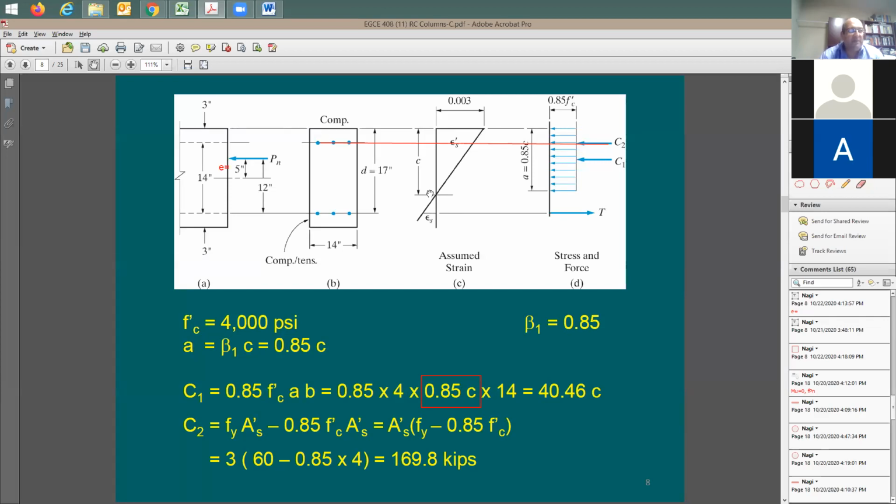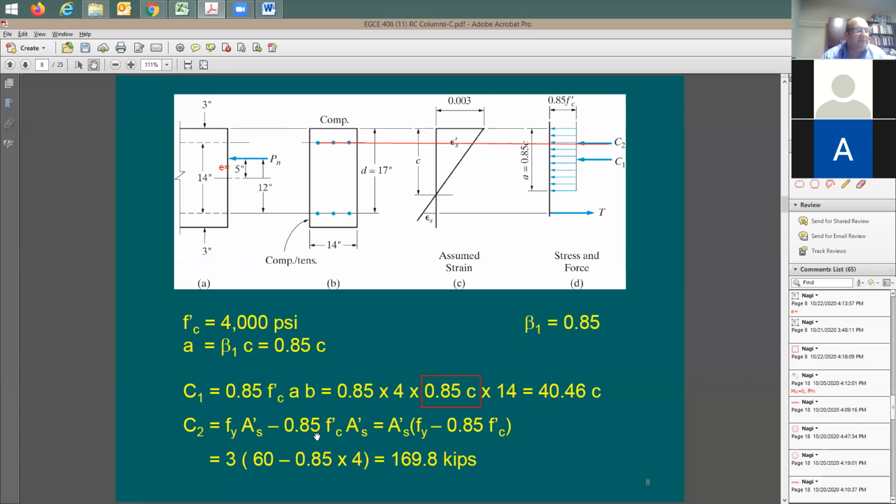How about the second force? The second force is going to be the compression in the compression steel. And how much is this C2? Let's assume that this epsilon prime s is equal to the yield point, and therefore the stress in this compression steel is going to be equal to 60 ksi. Now here's C2, which is going to be equal to fy times A's. So you have 3 number 9 bars, which is 3 square inches, times 60, which is 180 kips. But all of a sudden here, I see a new method of doing this.